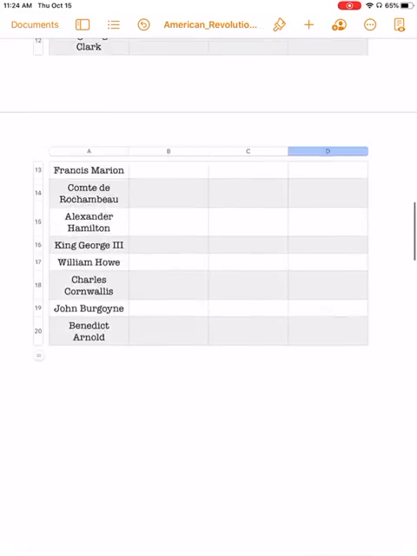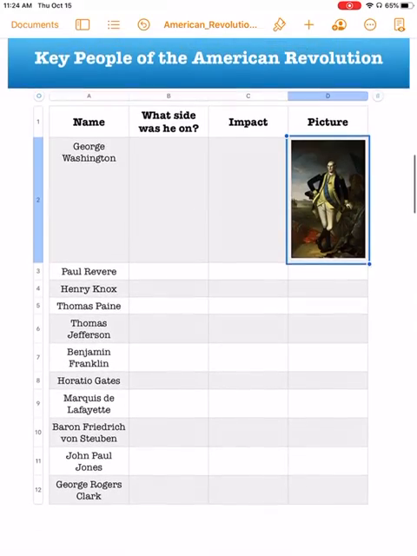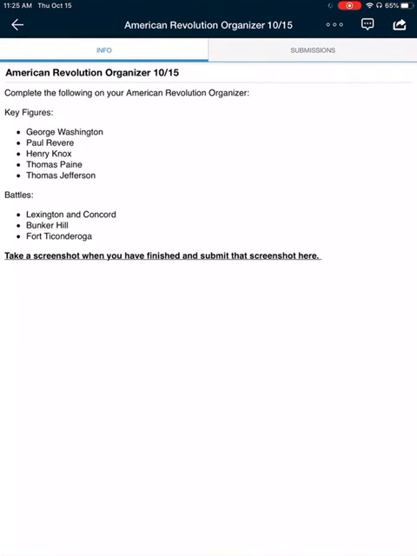When you're done with the 3 key battles and your 5 key people that you're supposed to do for today's assignment, make sure you screenshot that and then submit those screenshots here, as a way for me to check that you did your work for the day. Again, you need to have your key terms, these 5 key figures, and these 3 battles finished before your quick check, so that way you can use this on your quick check.